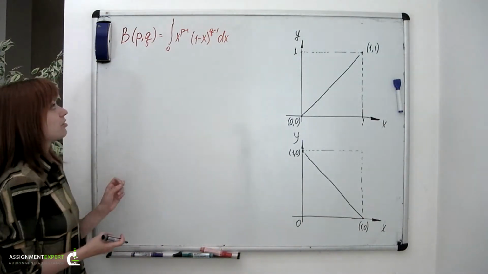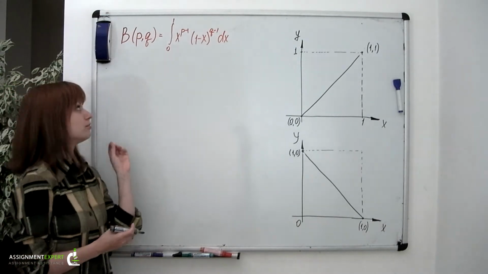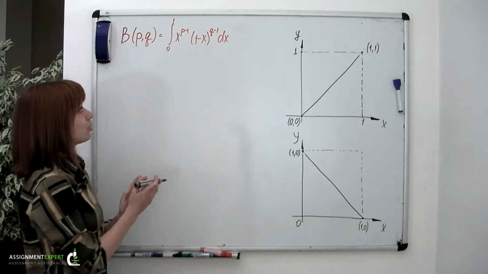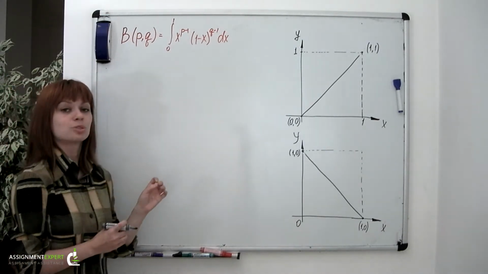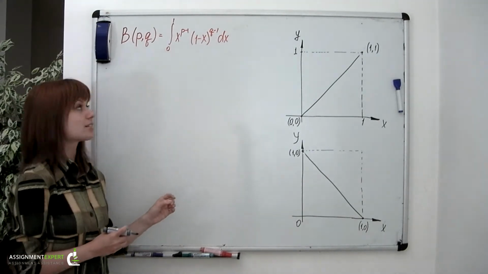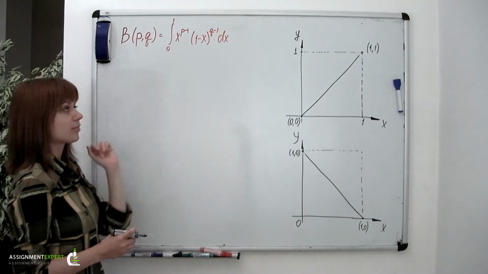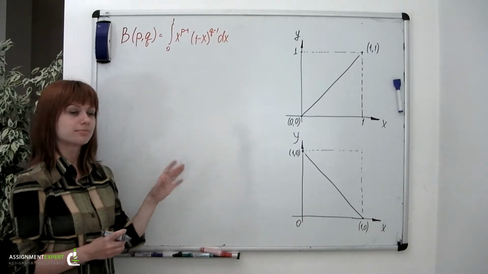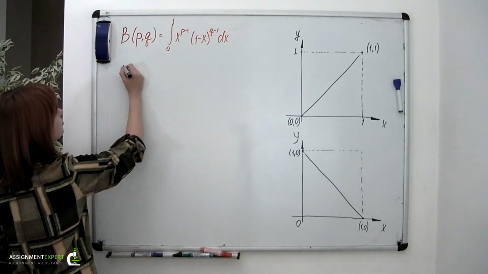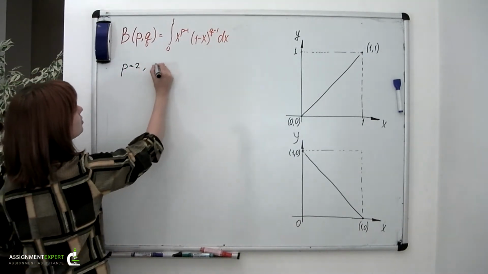Finally, it turns out that under the integral we have a new curve of some kind, and we were asked to find the area formed by this new curve and the x-axis within the given interval. Now let's try and picture this area. Suppose p equals 2 and q equals 3.